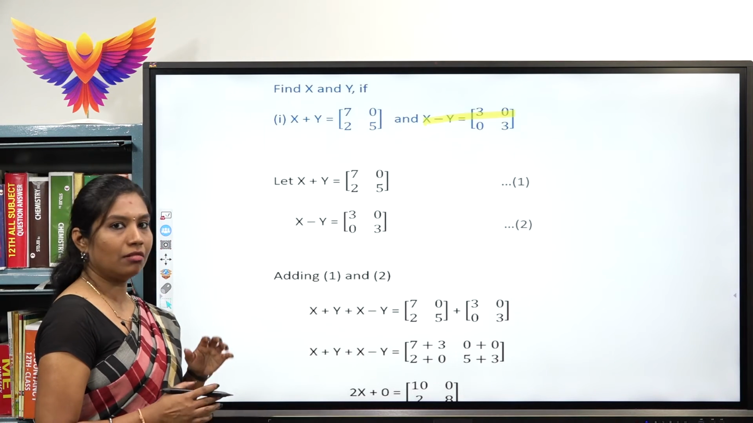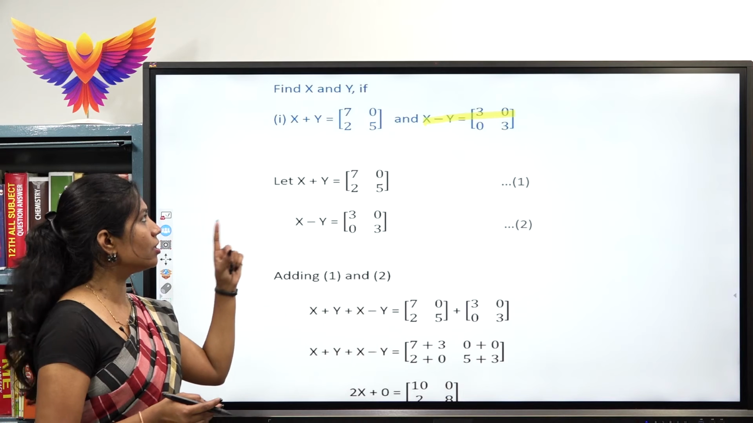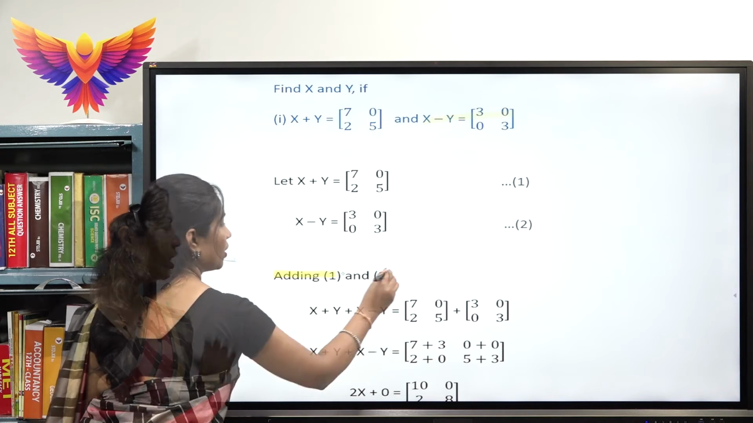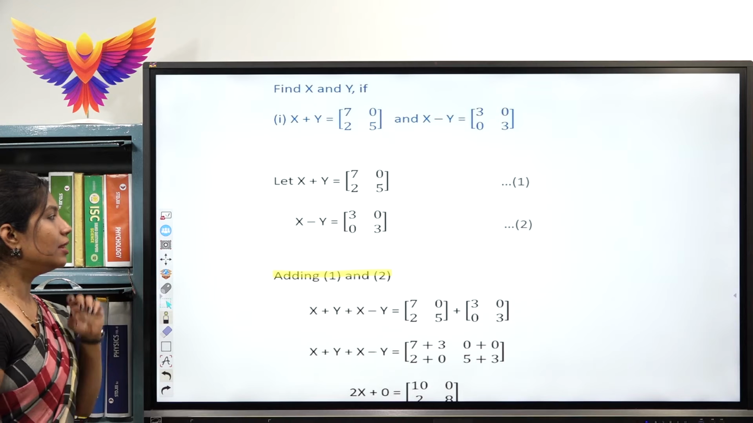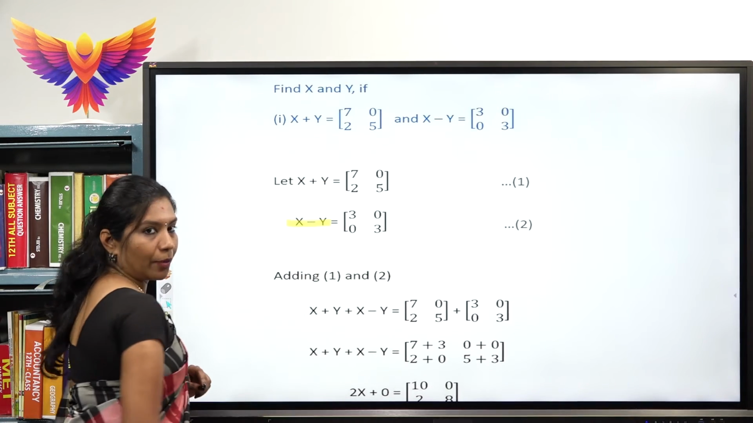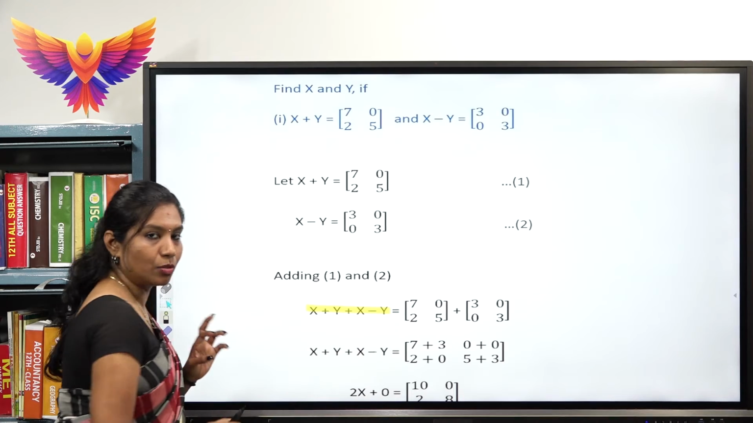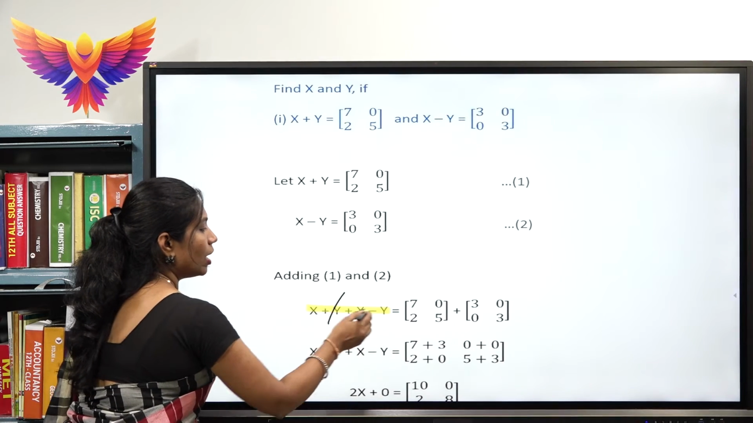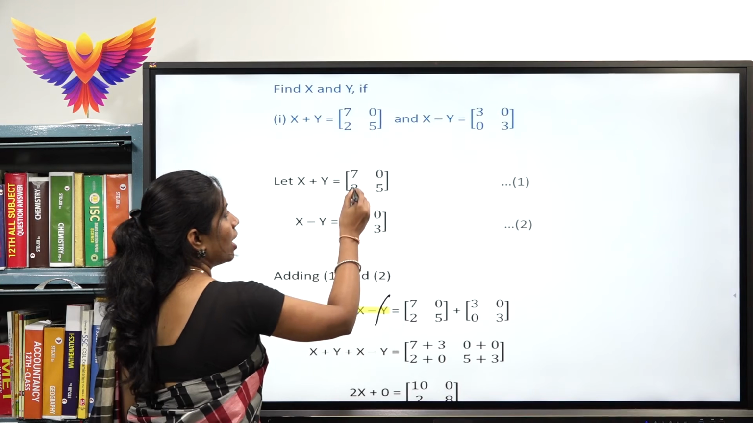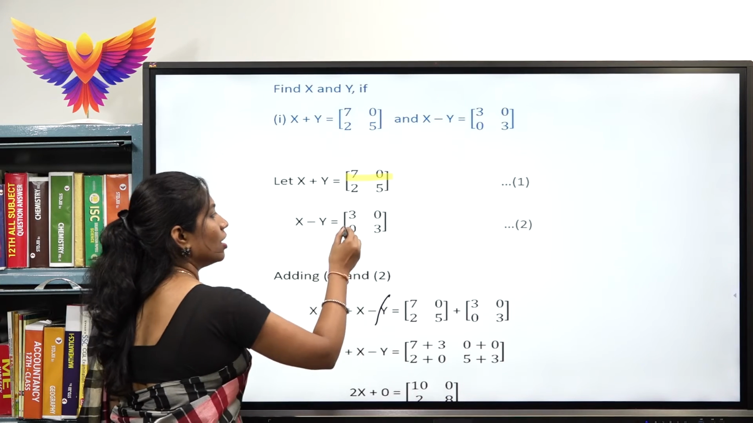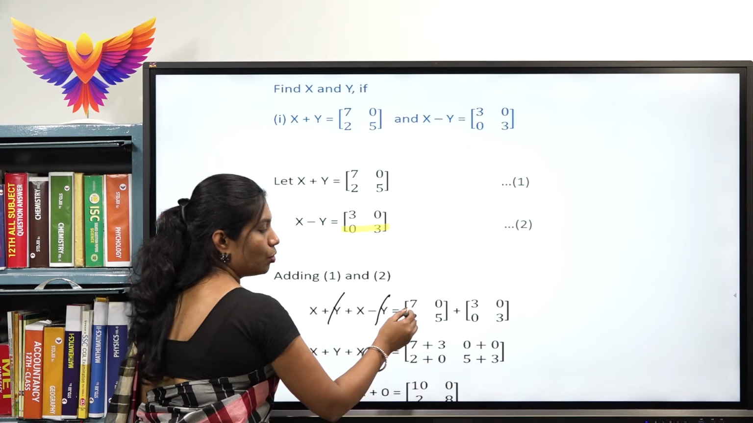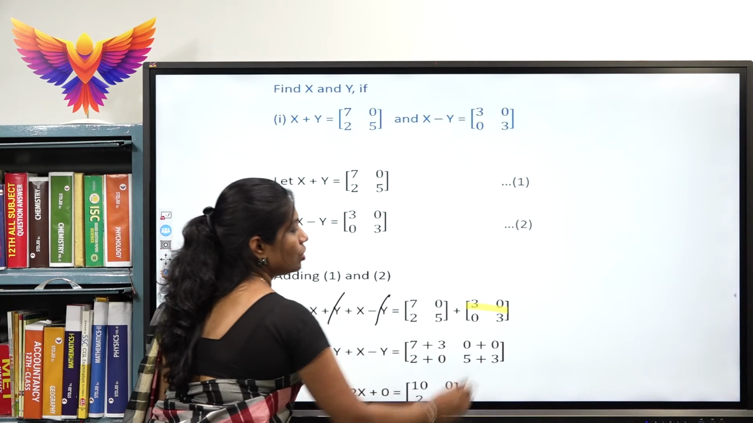I will be adding up both the equations. I will be considering the first condition as the first equation, the second one as the second equation. When I add both 1 and 2, the left hand side, what will we be getting? It is x plus y plus x minus y. Here you can see that plus y and minus y will get cancelled. Then the right hand side, what do we have? I have a 2 cross 2 matrix, and another 2 cross 2 matrix here, which is 7, 0, 2 and 5 plus 3, 0, 0 and 3.